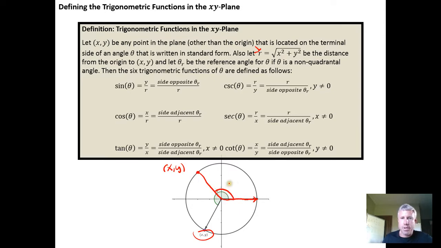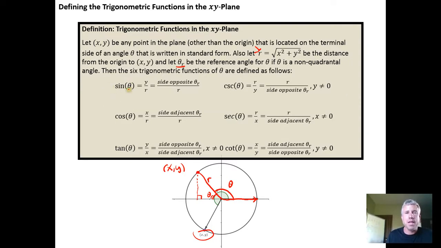using that point. So here's theta, and then theta r would be the reference angle for that point. So if I drop a little perpendicular, theta r is the reference angle on this right triangle. And r is just the length of this line segment, which we calculate using the square root of x squared plus y squared. It comes from the Pythagorean Theorem. So as long as theta isn't a quadrantal angle, we can come up with these nice definitions.